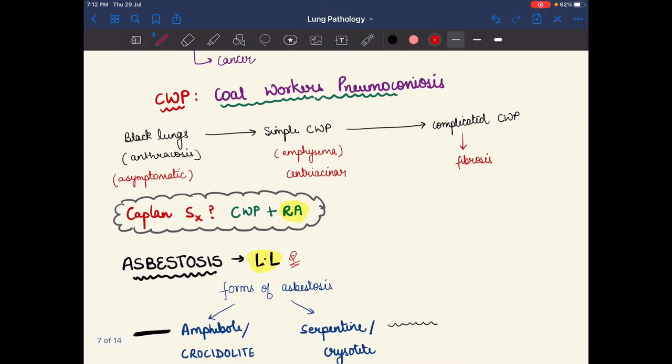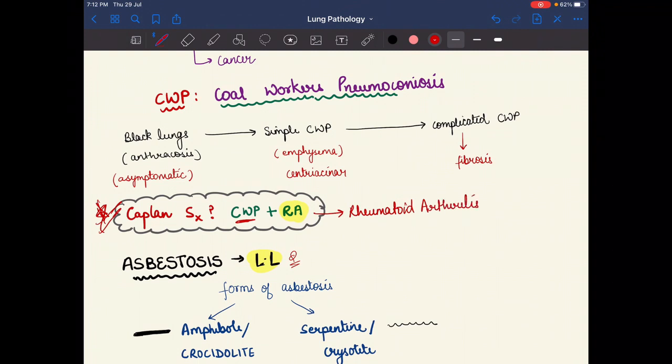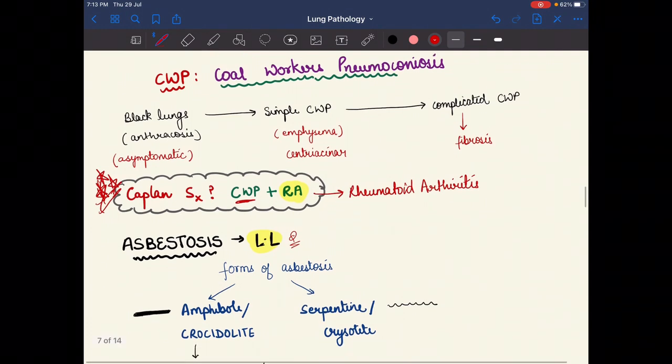Now there is one important point: what is Caplan syndrome? In Caplan syndrome, there is coal worker pneumoconiosis plus rheumatoid arthritis. So Caplan syndrome is CWP plus RA, meaning coal worker pneumoconiosis plus rheumatoid arthritis. Please remember this. Sometimes a direct question will come, like what is Caplan syndrome? It is CWP plus rheumatoid arthritis.